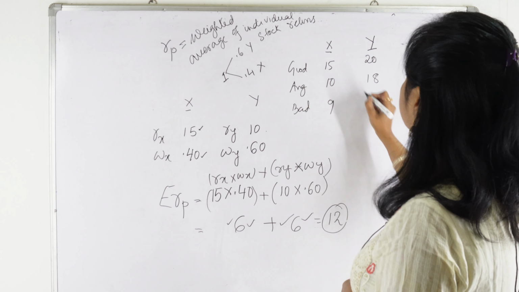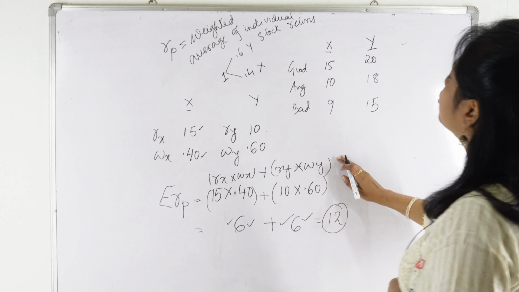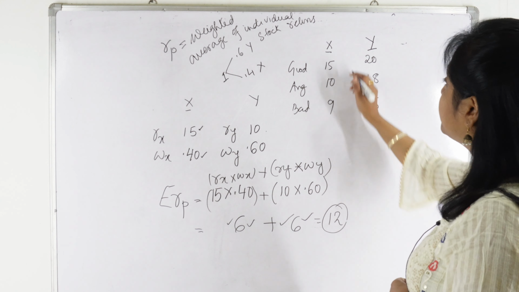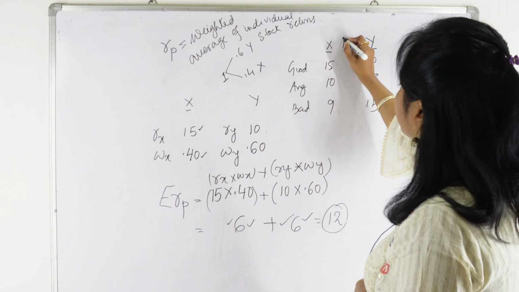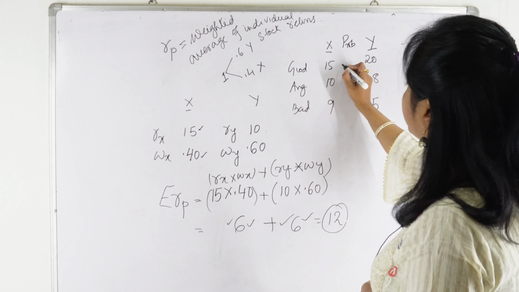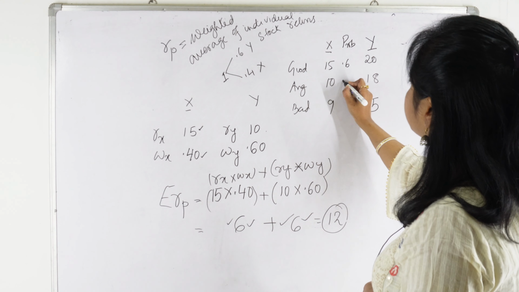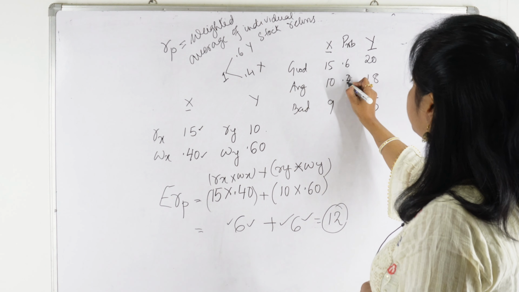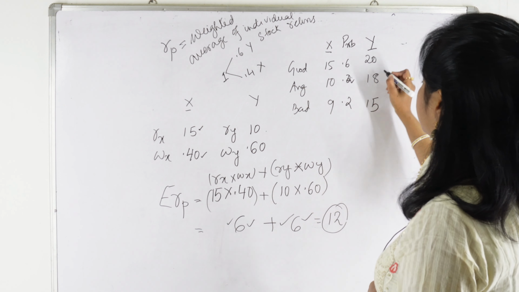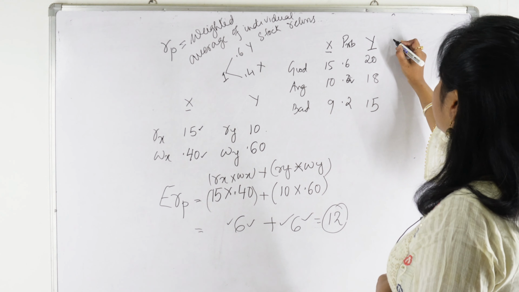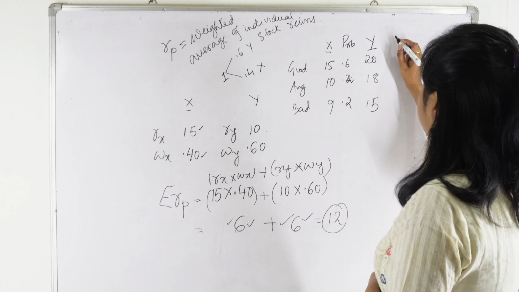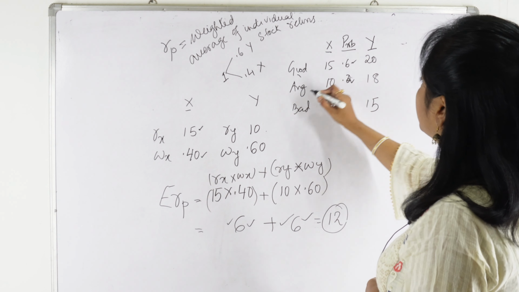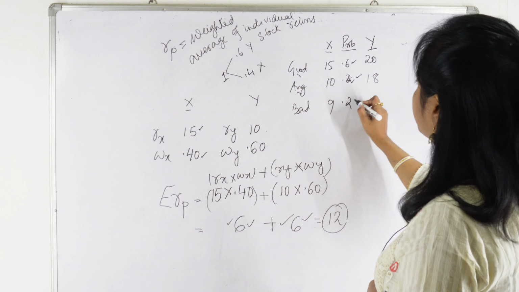Now given these values, you can also see what is the probability that this will be 15. You can also see the probability. Suppose it is 60%, and this is 20%, and this is also 20%. Similarly, you can also see the probability. So suppose the probability is that the condition will be good, average, or bad.